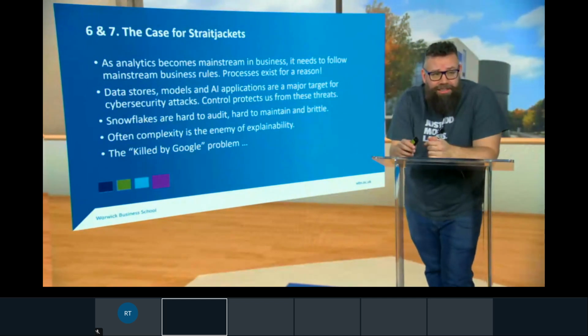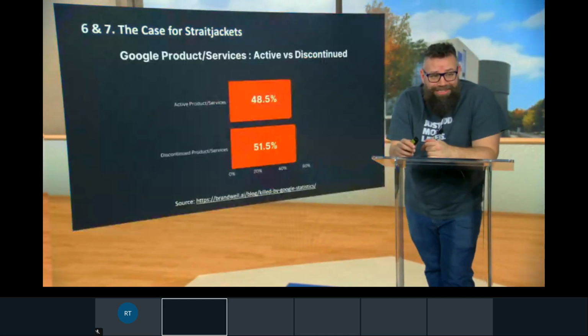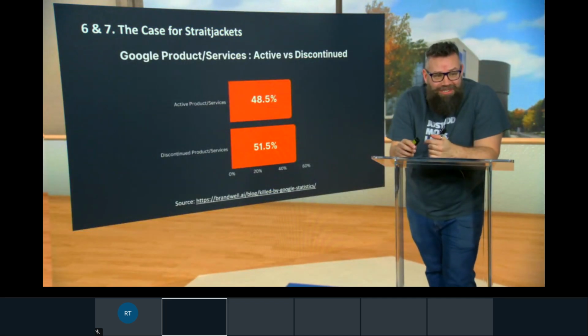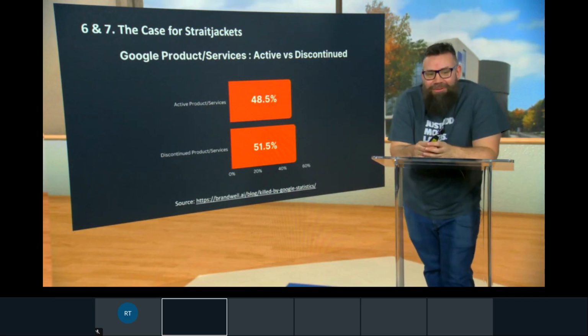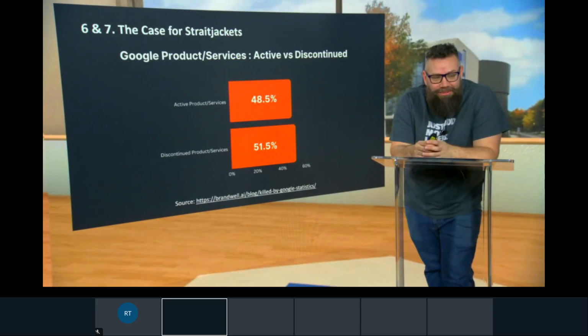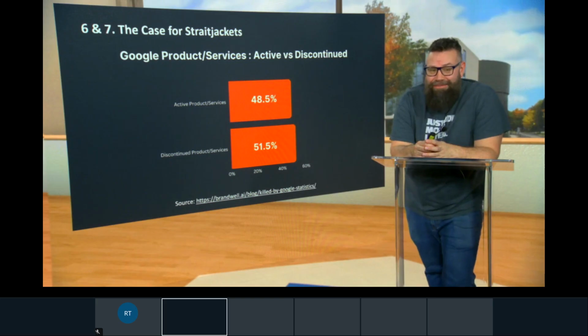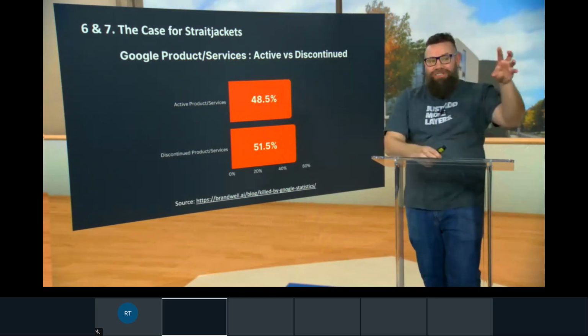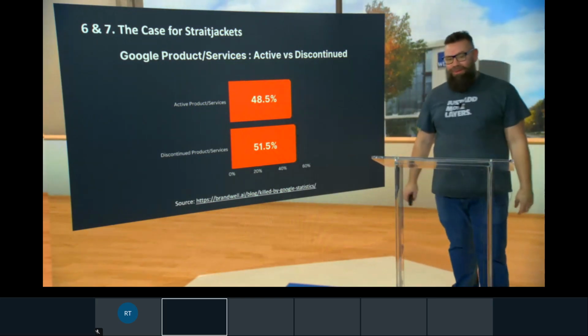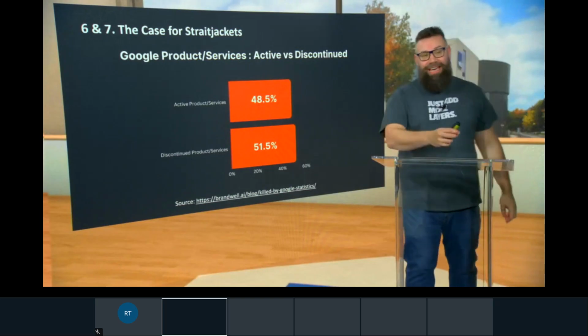Last one, sorry, I lied, the killed by Google problem. So this is a fun statistic on 2025 on how many Google projects get killed. Of all the products that Google's made in the last 5 years, less than 50% still run. More than 50% have been discontinued. It's not just a Google problem, but it's a well-known problem in Google. It's probably worse in Google than anywhere else.